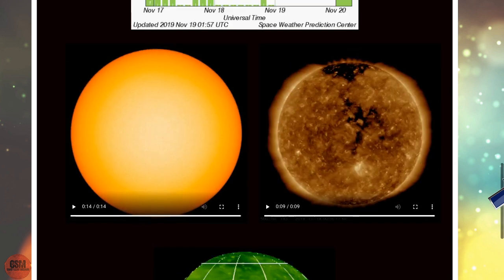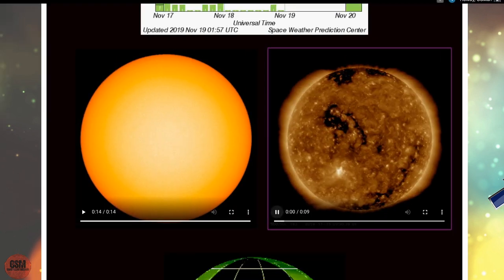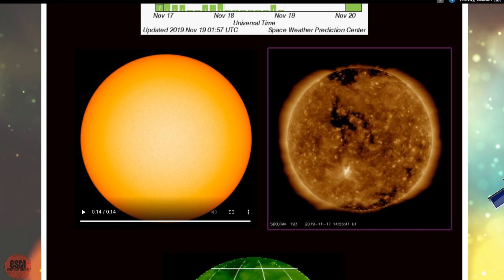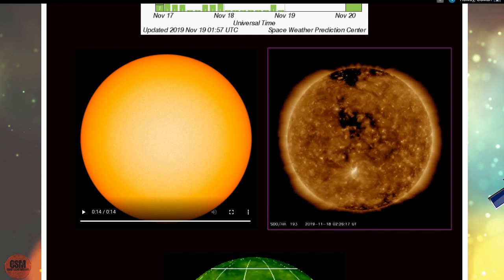And see if I can get that to go in motion. I'd really like to show it. No, there we go. It's working now. So that's our coronal hole, just above the northern area.